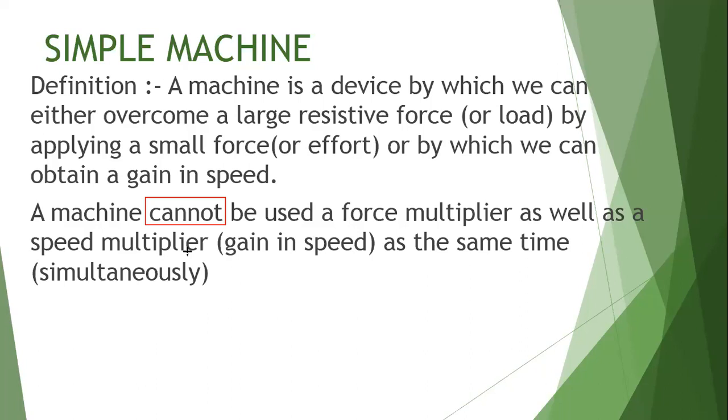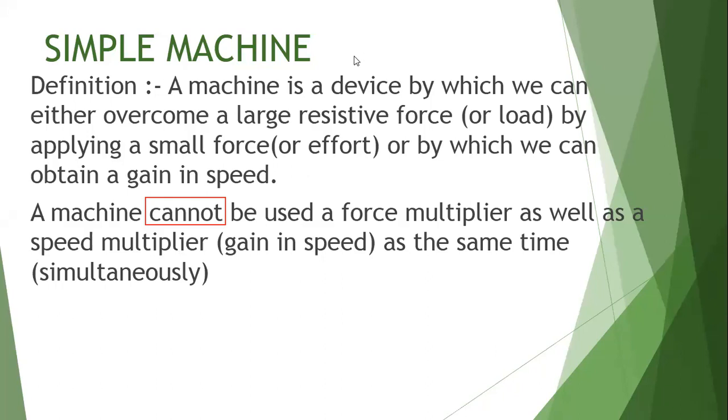Now you may ask, sir, why is it so? Why is it not possible? You will gradually come to know why it is not possible. But in the beginning itself, you should know that this is not possible for any machine to work as a force multiplier as well as a speed multiplier simultaneously. I hope you have written the definition of it.